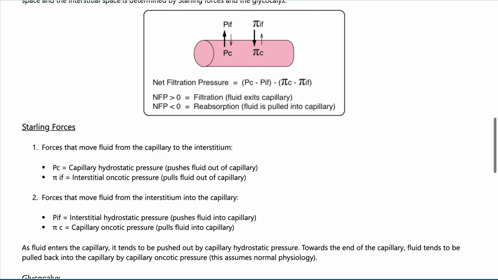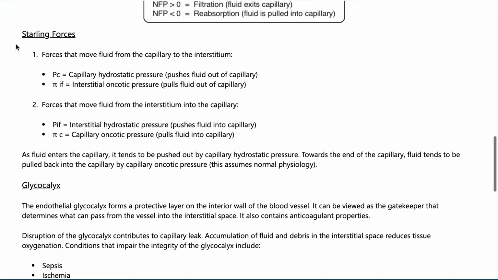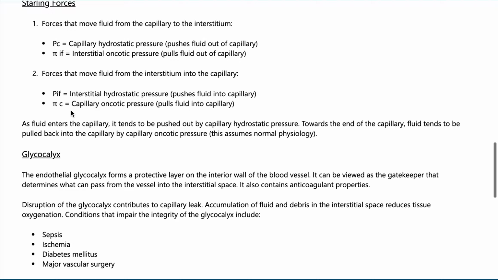As fluid enters the capillary, it tends to be pushed back by capillary hydrostatic pressure. Towards the end of the capillary, fluid tends to be pulled back into the capillary by capillary oncotic pressure. This assumes normal physiology. The endothelial glycocalyx forms a protective layer on the interior wall of the blood vessel. It can be viewed as the gatekeeper that determines what can pass from the vessel into the interstitial space. It also contains anticoagulant properties.